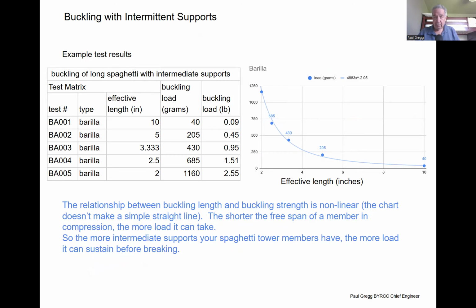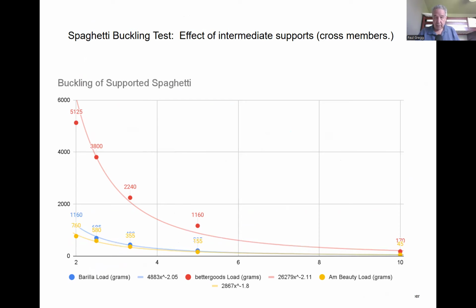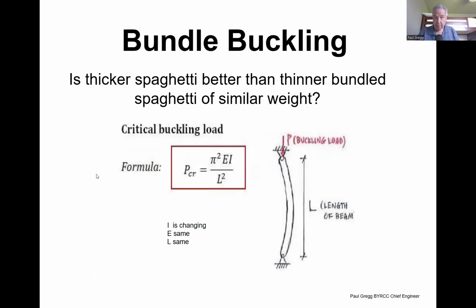So this is the three types of spaghetti. I did the same thing with the intermediate supports and came up with some numbers that prove, yeah, if you can make the effective length of the spaghetti shorter, you're going to get much more load capability.